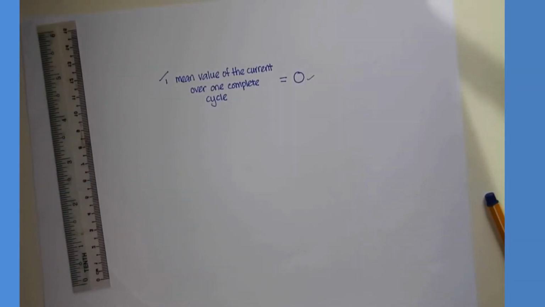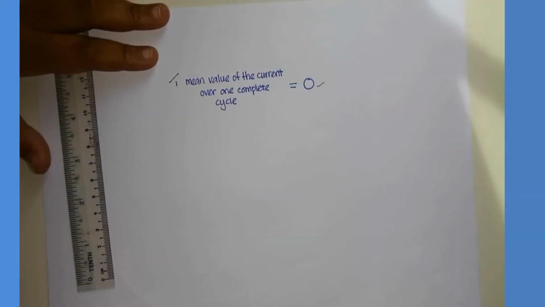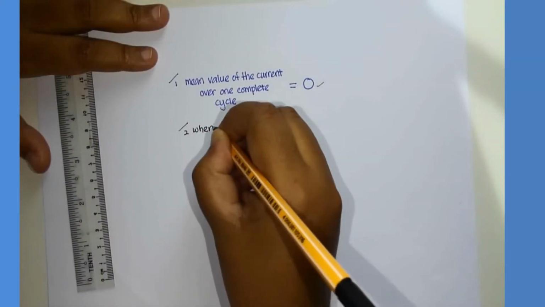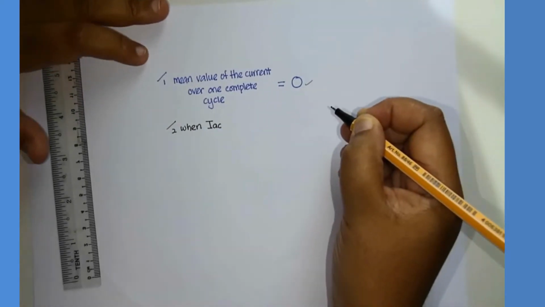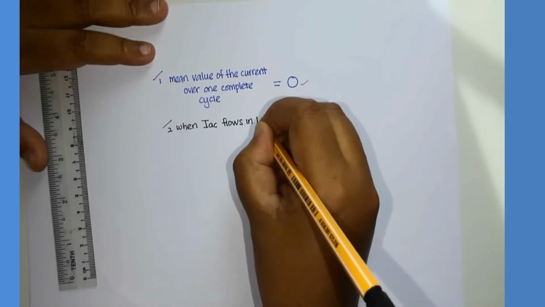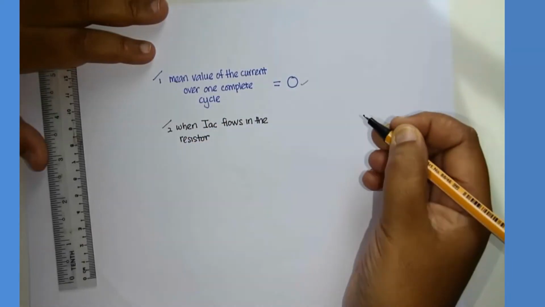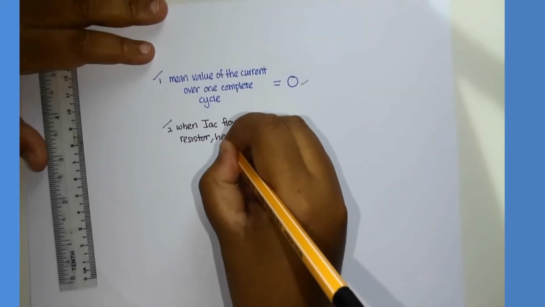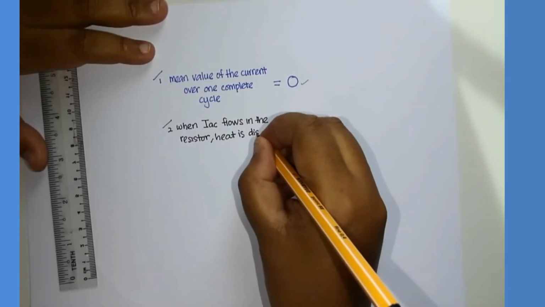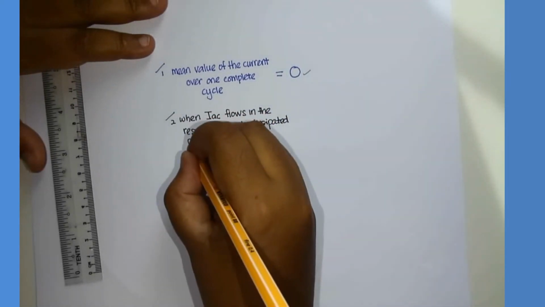But the reality is, when alternating current flows in the resistor, heat is dissipated from the resistor.